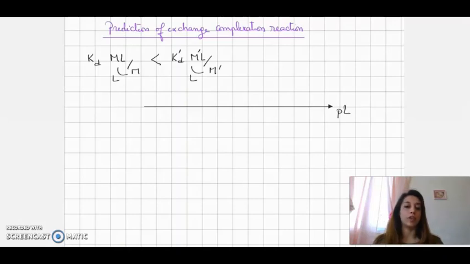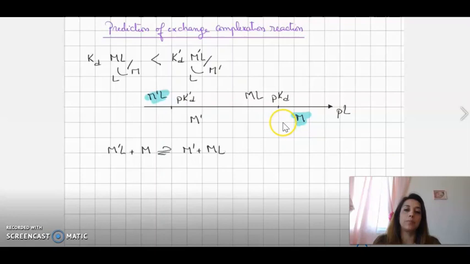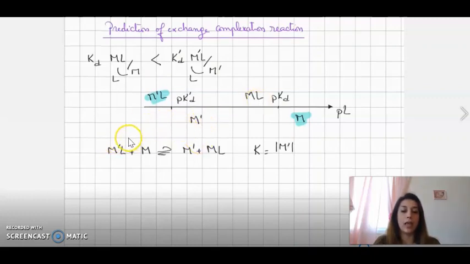So as we are exchanging L, we make a pL scale. I want to put my couples over the scale according to the pKD values. So I have pKD prime for M prime L donor and M prime acceptor, pKD for ML donor and M acceptor. If I add L plus M, it will give me ML, L plus M prime, it will give me M prime L. So the dominating reaction which can occur between these two couples is between the more acceptor and the more donor. So M prime L plus M, I will have M prime plus ML. Here I exchanged L between two metals, M prime and M.